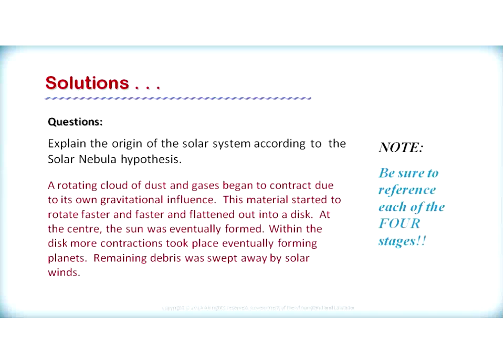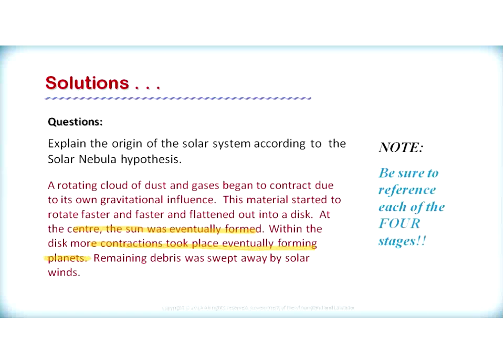Stage 3 focuses on at the center, the sun eventually formed. Within the disk, more concentrations took place, eventually forming the planets we see today. So be sure that you mention that within the flattened disk, more concentrations took place, which eventually formed into the planets.